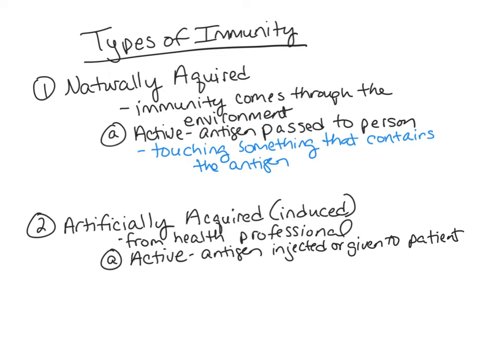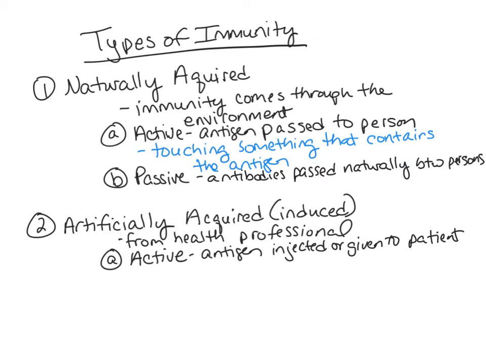And then we have naturally acquired passive. Naturally again means it's coming through the environment. Passive means that it's antibodies that are being passed. When do we see antibodies being passed through the environment? Breastfeeding, or even through the placenta, because antibodies are small enough to cross that placental lining.